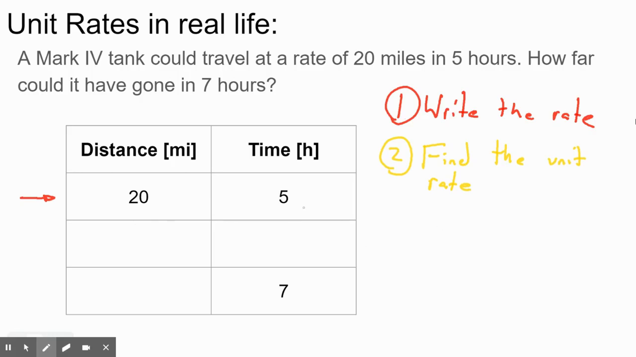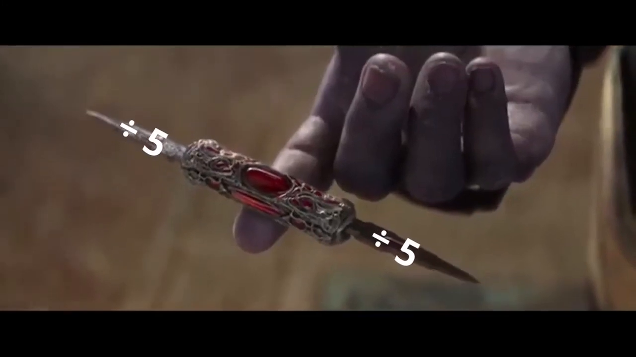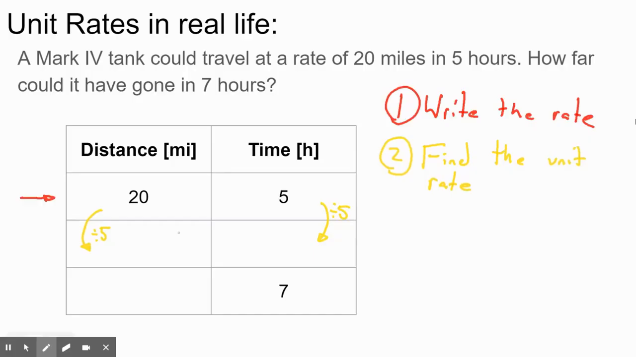So, finding the unit rate, since this is our second term, we are going to divide this by 5. Remember, we always want to divide our rate by the number that is our second value here. If we do that, we also have to do that to our first value. We have to do the exact same thing to both sides. That way we can keep things perfectly balanced, as all things should be. And if we do that, 5 divided by 5 is 1. 20 divided by 5 is 4. That's step 2.